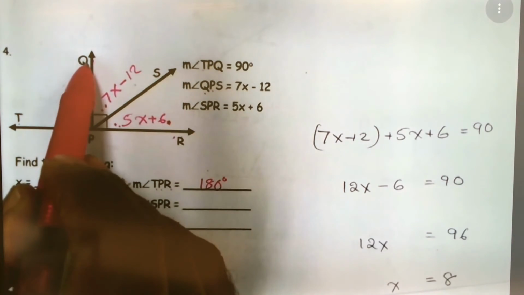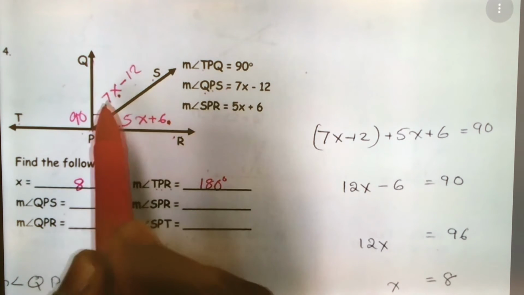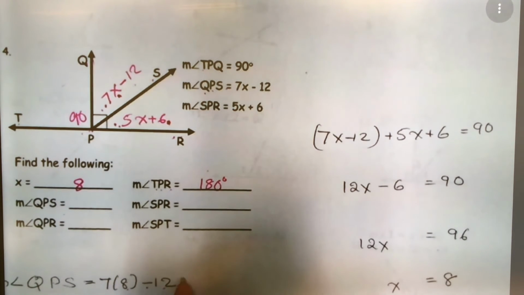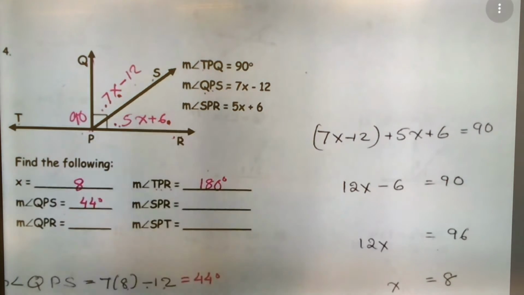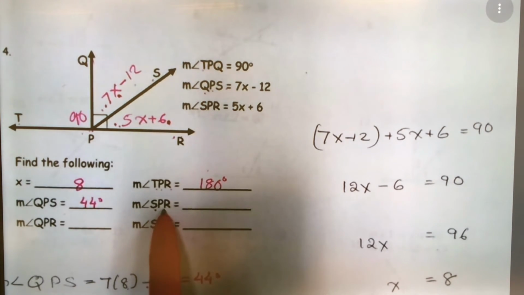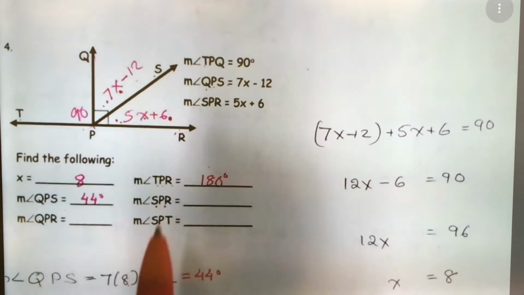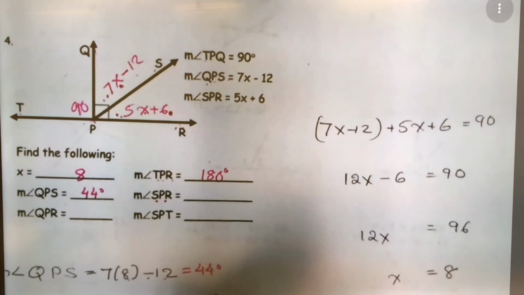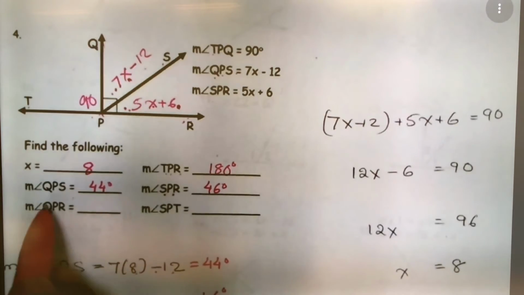QPS, so I need to plug in 8 for x, so 7 times 8 is 56 minus 12 is 44 degrees, so that becomes 44 degrees. The next I need to figure out SPR, so I plug in 8 for x, so 5 times 8 plus 6, that becomes 46 degrees. The next one is QPR.